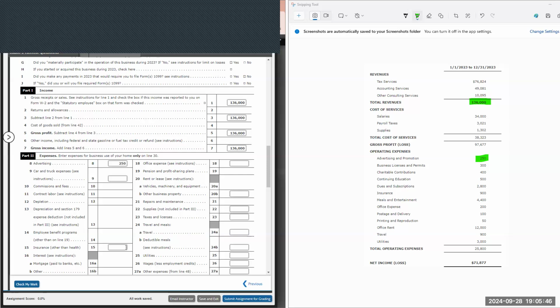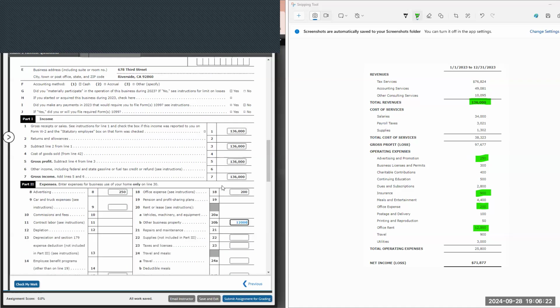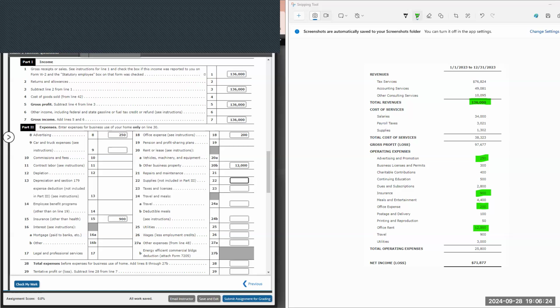And then we can just go through the line. So insurance is 900. We cross that out. Next, we have office expenses of 200. You can do this in any order. Next we have rent, and we have office rent of $12,000. Our supplies, as previously mentioned in the problem, Scott does not generate income from the sale of goods, so he doesn't record supplies and wages as cost of goods sold. So for our supplies, it'll be 1,302.